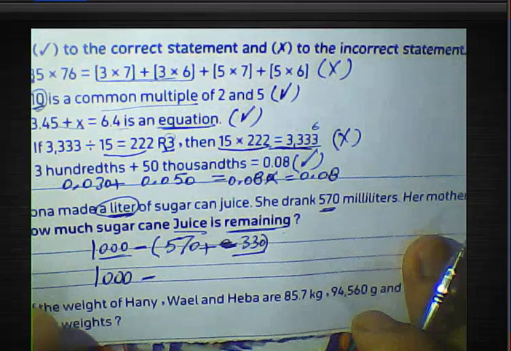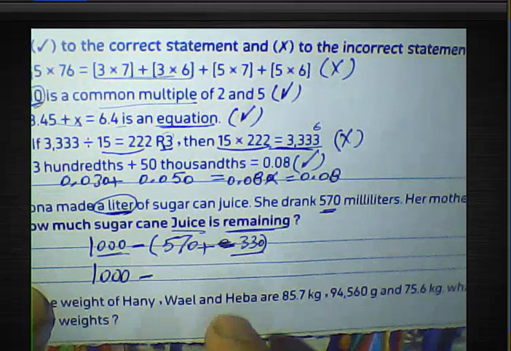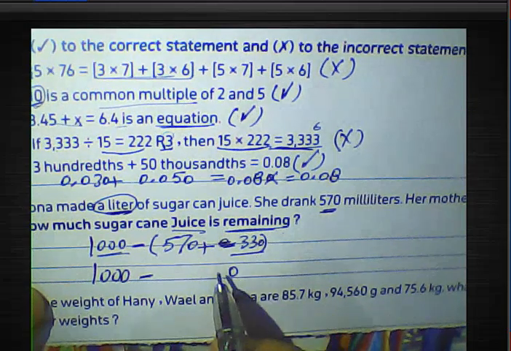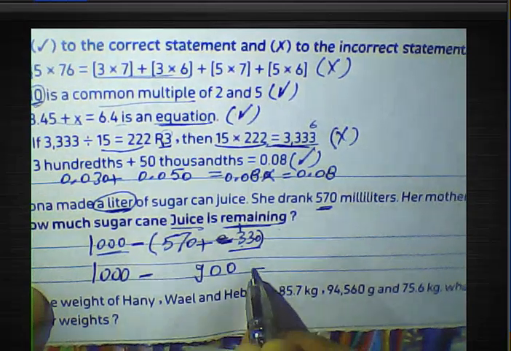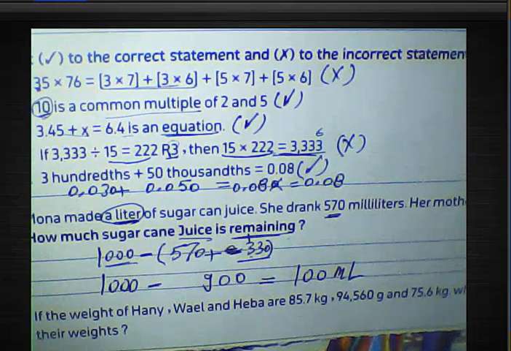So the result will be what? First we must add them, find the result in parentheses first, and then find the difference between two numbers. 0 plus 0 equals 0, 3 plus 7 equals 10, 0 and carry up 1, 4 plus 5 equals 9. The result will be 100 milliliter.